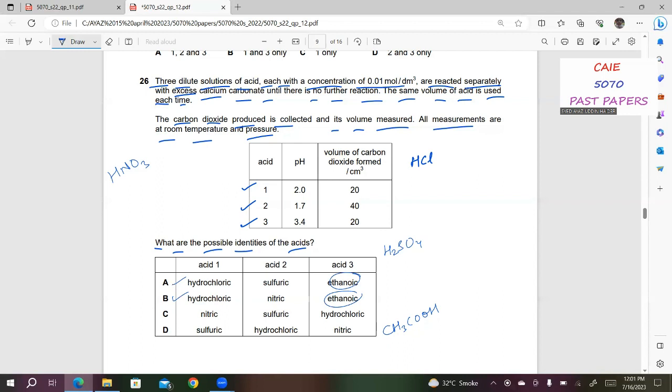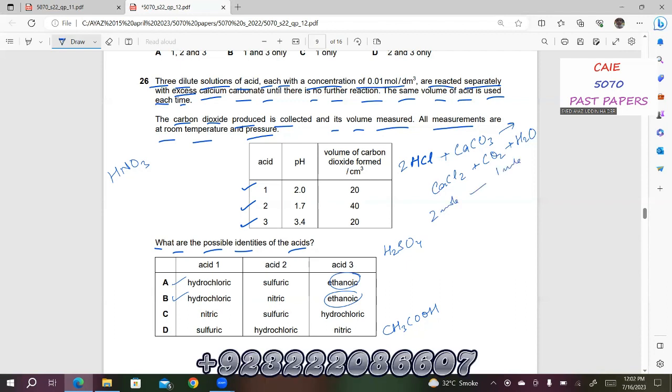What I will do, I'm going to calculate the volume of carbon dioxide produced in each case. For example, if you react hydrochloric acid with calcium carbonate, CaCO3, the products will be CaCl2 plus CO2 plus H2O. Now you have to balance this equation looking at the formula. We have to place 2 before hydrochloric acid. Now it is balanced. So according to the equation, 2 moles of hydrochloric acid producing 1 mole of carbon dioxide.